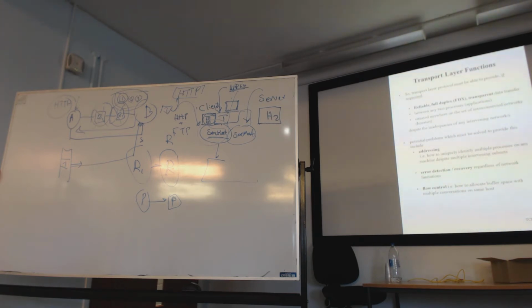Addressing is how you identify multiple processes on any machine despite the multiple intervening sockets. So, how do I associate the port numbers with your IP addresses? Error detection and recovery, regardless of the network limitations, whether it's reliable or unreliable, I need to explain how a reliable service can operate and how an unreliable one can detect errors. Flow control, how to allocate buffer space with multiple conversations on the same host.